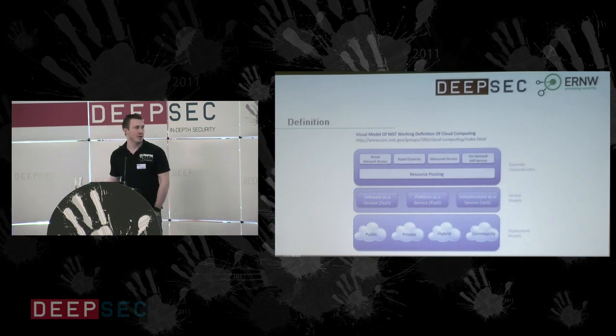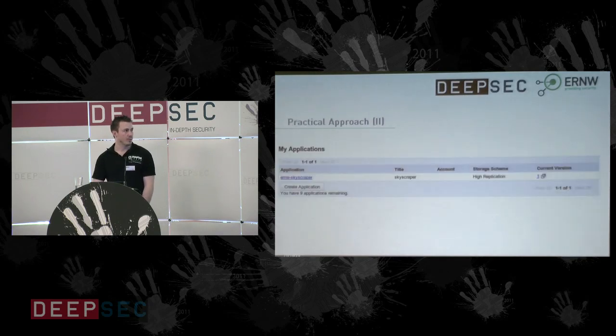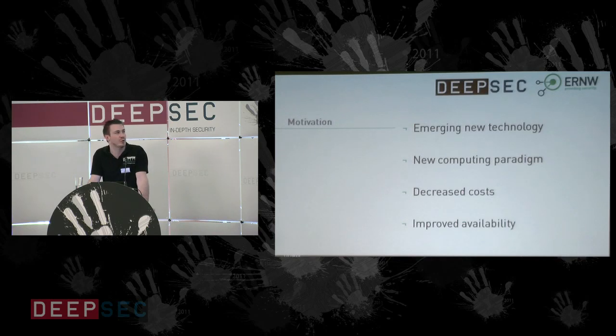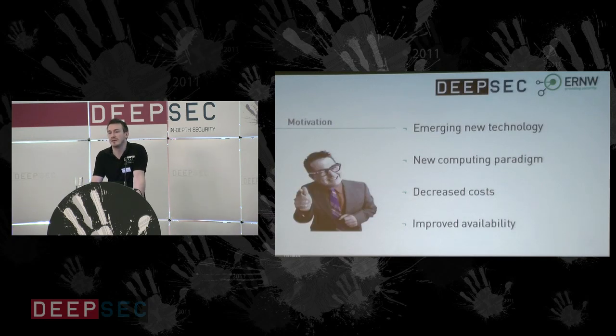So given this definition, I also want to talk about a short motivation why it's important to deal with cloud computing. Of course, cloud computing is an emerging new technology, and it introduces kind of a new central computing paradigm. If you use cloud computing, you have decreased cost and improved availability. At least this is what the sales guys tell you when they want to convince you to move your services to the cloud. And this works quite well.